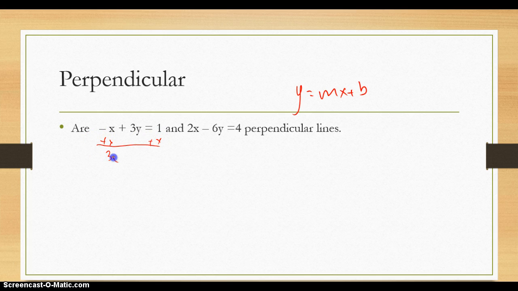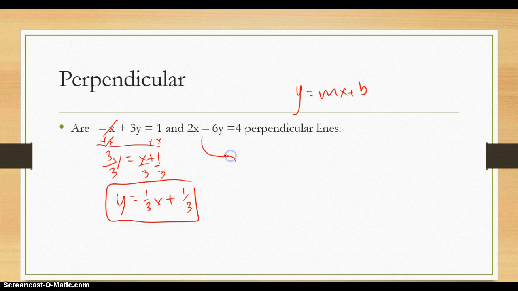So we know that 3y equals x plus 1. Divide by 3. I'm dividing everything by 3. So y equals 1/3 x plus 1/3.